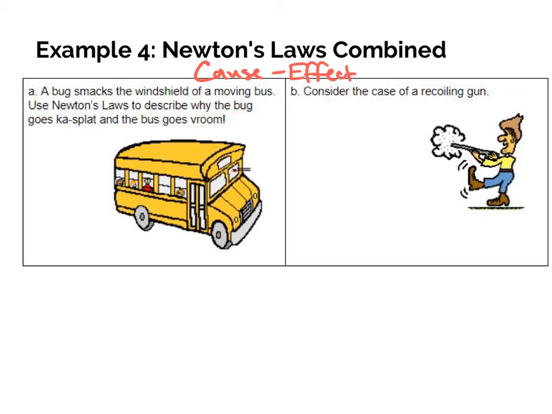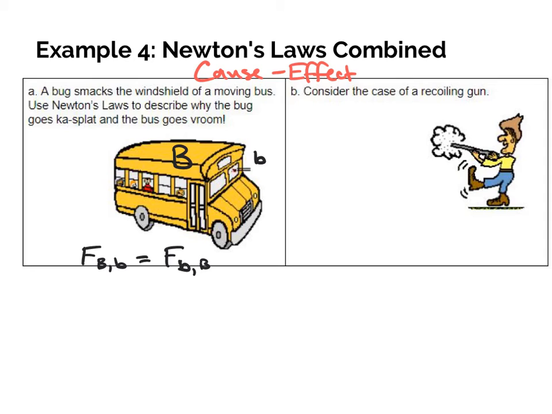So just to simplify this, I'm going to label the bug with a lowercase b and the bus with a capital B. So here's what Newton's third law states: the force of the bus on the bug equals the force of the bug on the bus. These two forces are equal and opposite, okay?